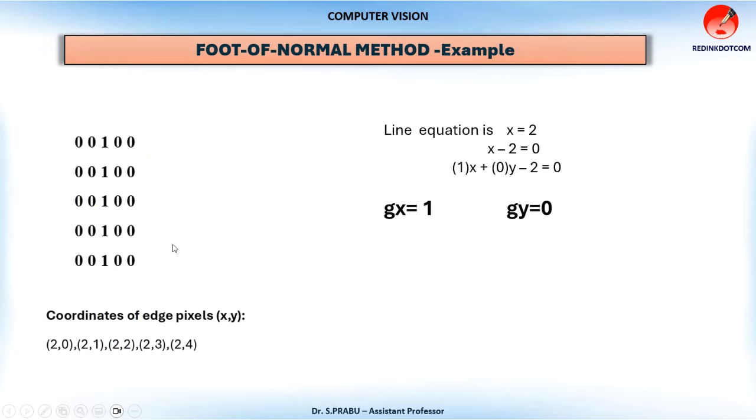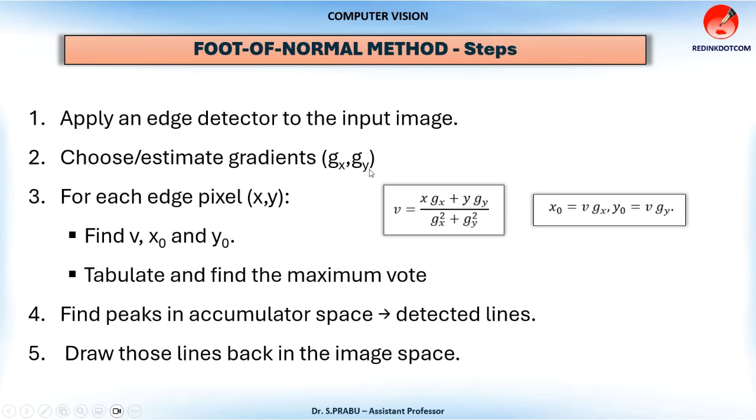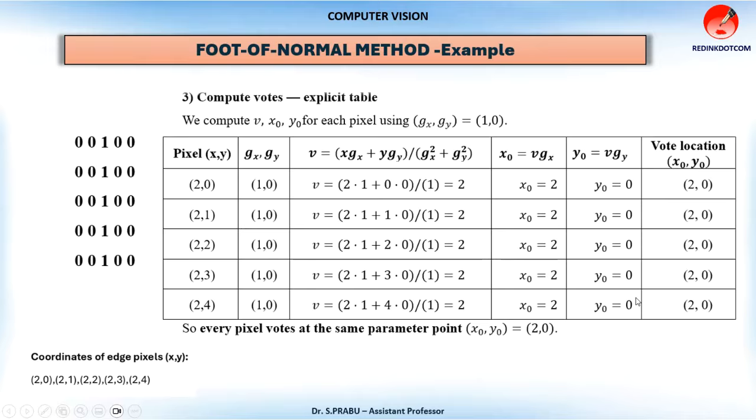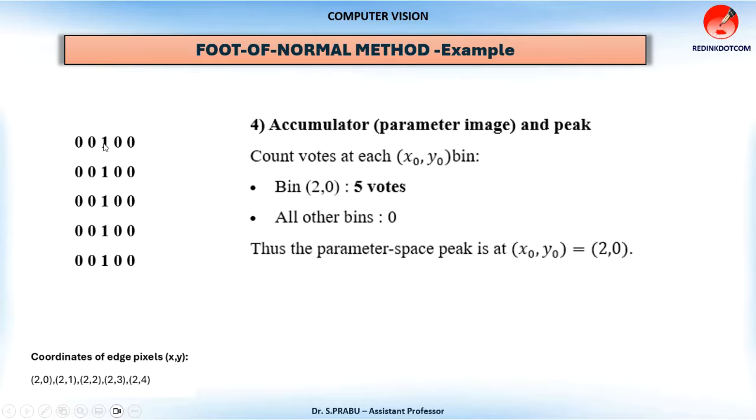Let's come to our problem. We find the gx and gy values from this line equation. This line equation is only a tentative line equation. After completing the foot of normal method, we will conclude the exact line equation. So up to this point we have found the gx and gy values. Next we can find the v value by using this formula. I calculated these values for all the pixels and listed them in this table, and found the corresponding x0 and y0 values. This x0 and y0 is nothing but the foot of normal value. All these pixels give the same value, that is (2, 0). So we conclude these 5 pixels have the same foot of normal value (2, 0).